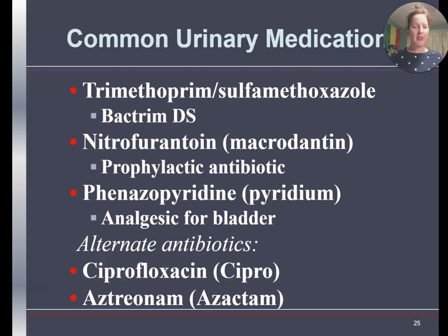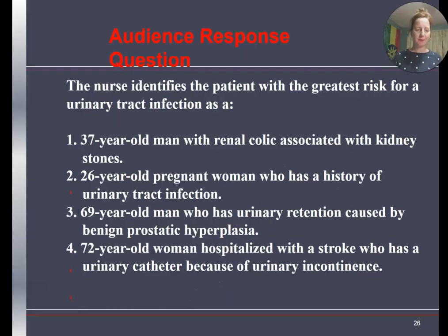Let's do that. And then, here's the pyridium, the urinary analgesic. That's really helpful. You can buy those over the counter as well. And then alternate antibiotics might be Cipro or Aztreonam. So there's a lot of different options. Your pharmacy is always watching what antibiotics are becoming resistant in the population. So this list will probably change over time.